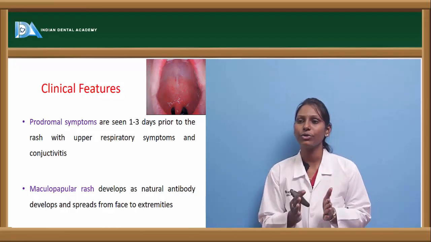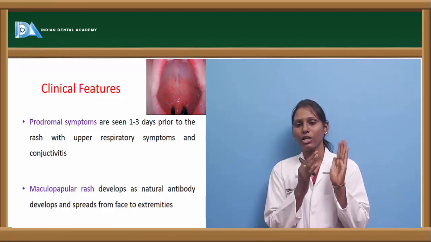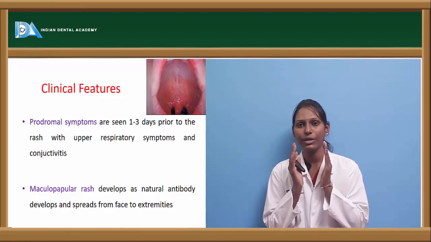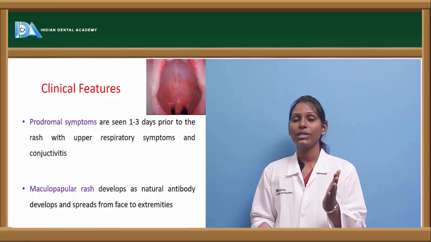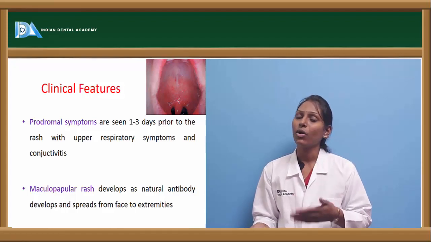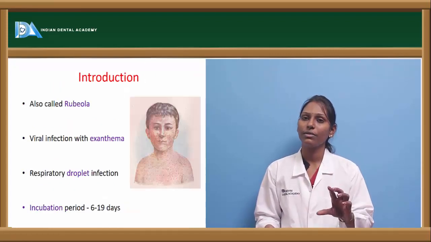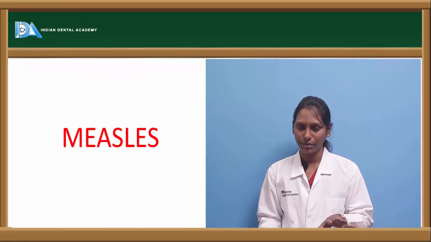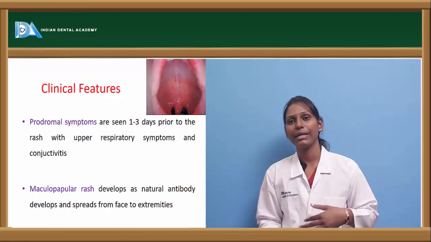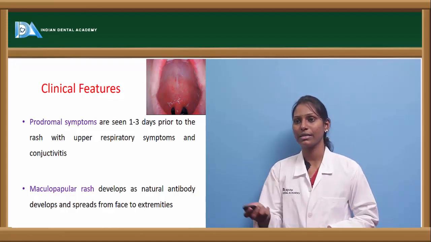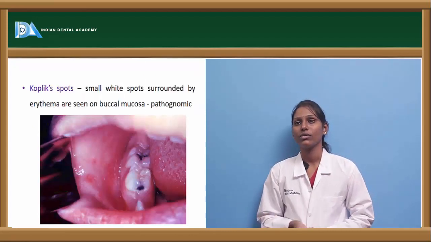So what happens is the maculopapular rash is usually seen on the face first, and then it spreads to the lower extremities. This happens when the natural antibody for rubeola, for measles, is present, and then this maculopapular rash spreads from the face to other body parts, that is, the lower extremities also.